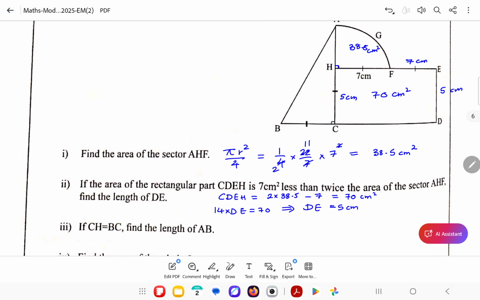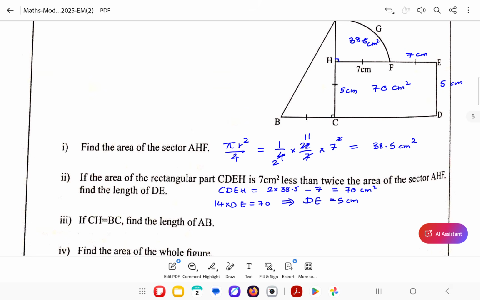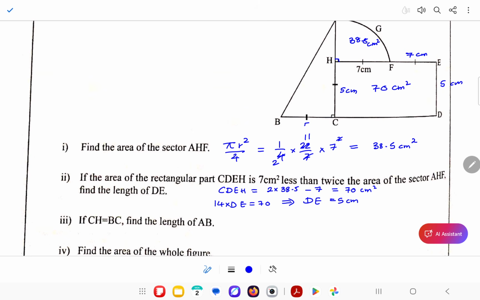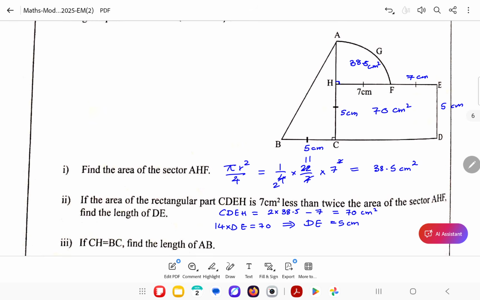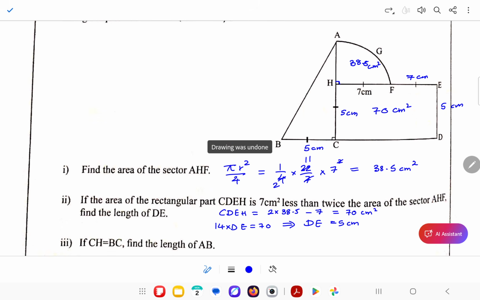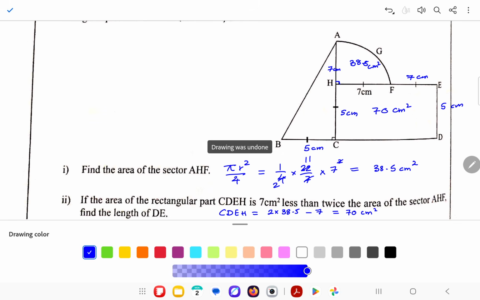So third part, CH equals BC, find the length of AB. So this is also 5 centimeters. And AH is the radius, no? So that is 7 centimeters. So this is 7 centimeters. So let's do part 3 here.